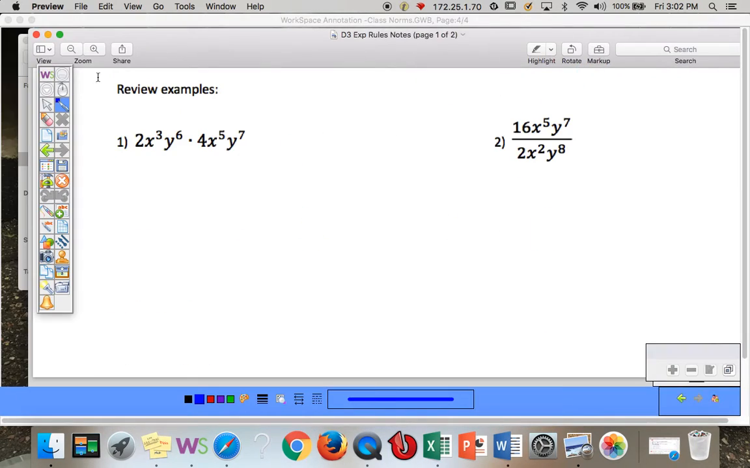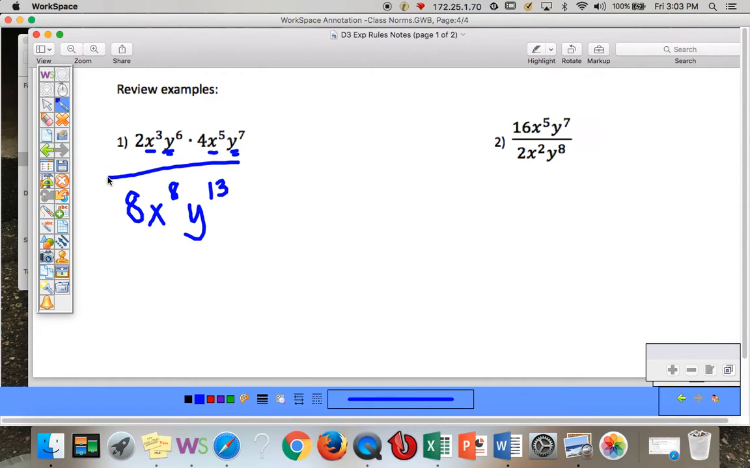So the first one, start with our number bases. 2 times 4 is 8. Then look at our x's. We have x to the 3rd times x to the 5th. So if we add the exponents, we have x to the 8th power. Then we have y to the 6th and y to the 7th. So if we add the exponents, we have y to the 13th power.